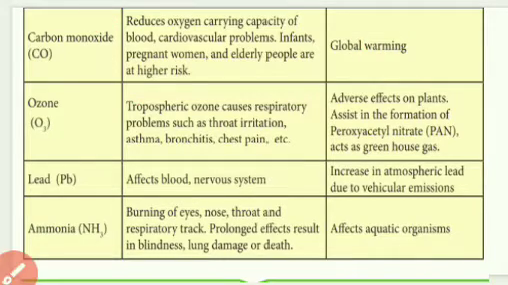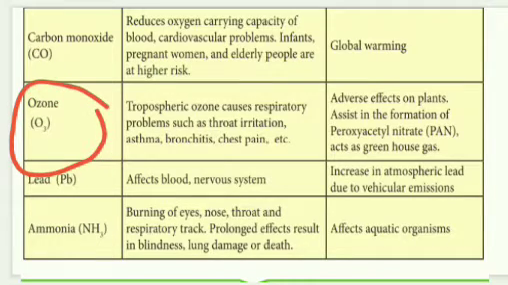Now the next important air pollutant is ozone. As we all know, ozone is essential for us because it protects us from harmful ultraviolet radiation. But if we talk about the sources of ozone, ozone is not directly discharged from any source. In the natural formation of ozone, it is formed in the atmosphere due to the reaction between ultraviolet light and oxygen.